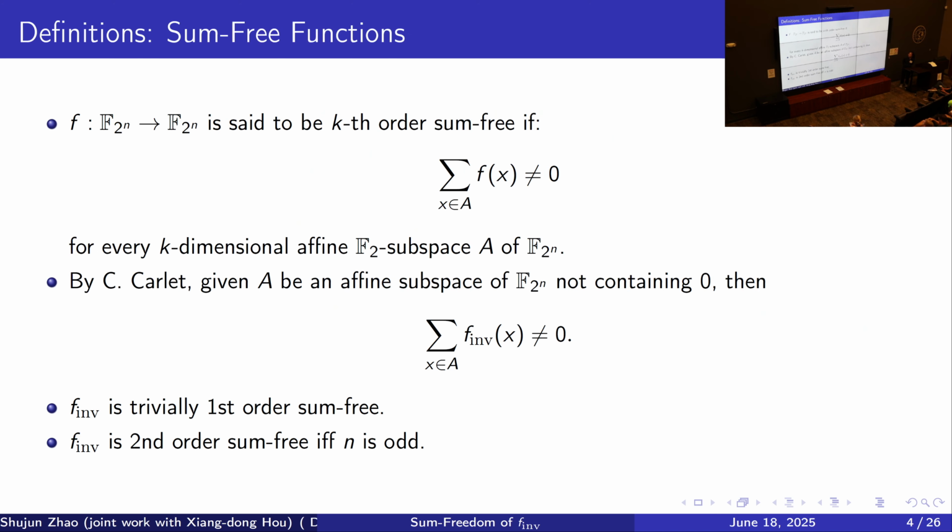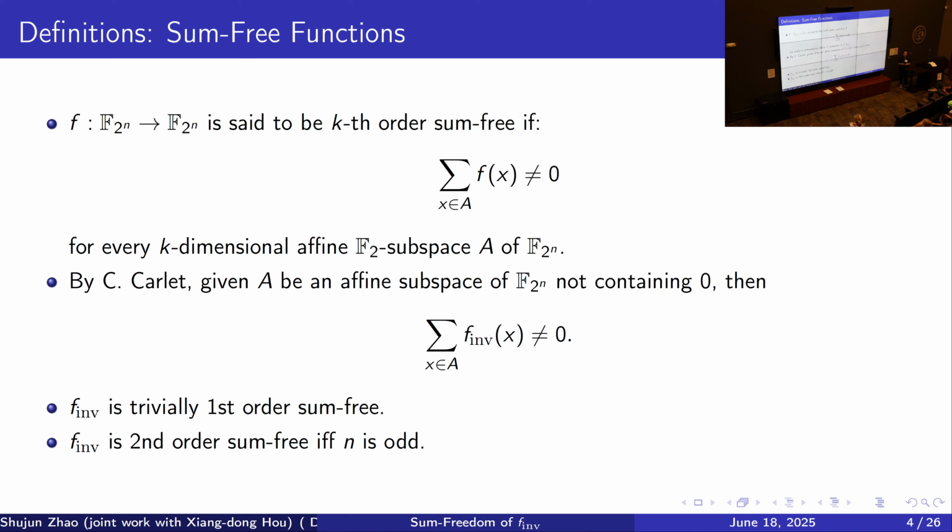It's like this. We say that a function is kth order sum-free, where k is a number from 1 to n minus 1. We take a k-dimensional subspace A of Fq, and then we sum up all the function values over this subspace, and when the sum is non-zero, we say the function is sum-free. So the function is not sum-free when the sum is 0. And Carlet gives that for A an affine subspace not containing 0, the sum is always not 0.